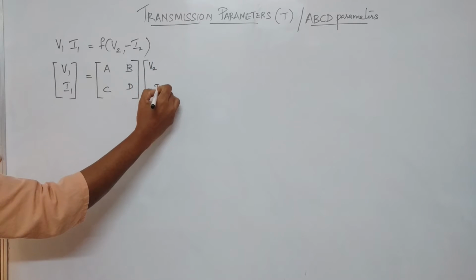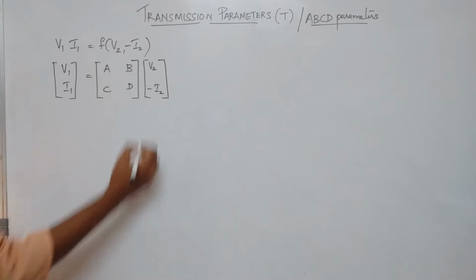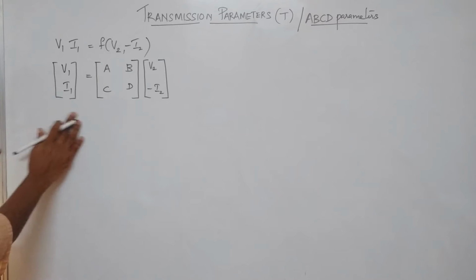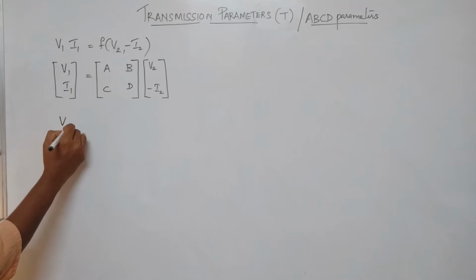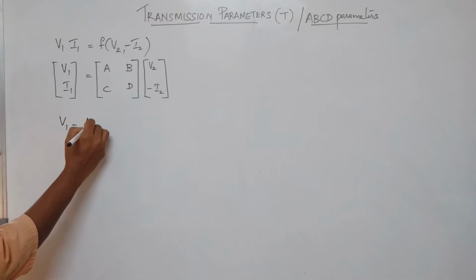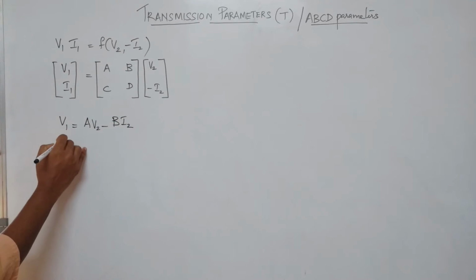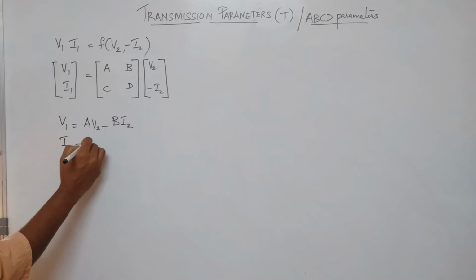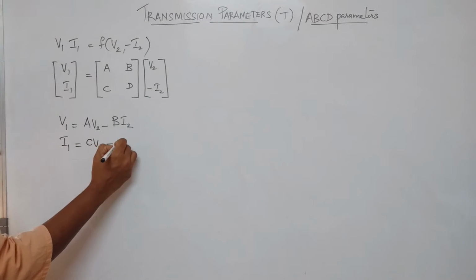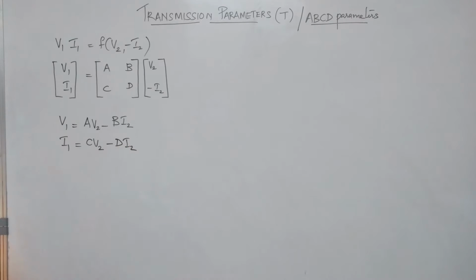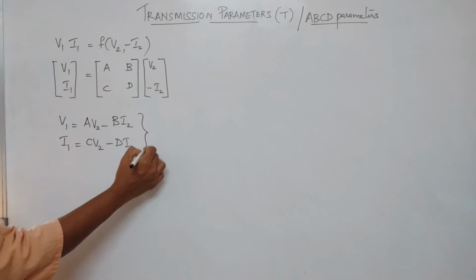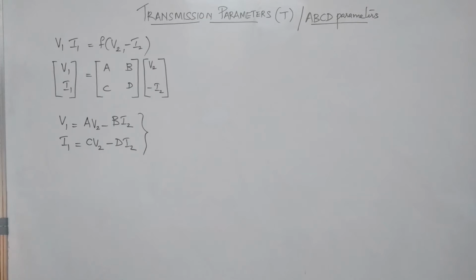times V2, minus I2, or V1 is equal to A V2 minus B I2, and I1 is equal to C V2 minus D I2. So these are the describing equations for T parameters.